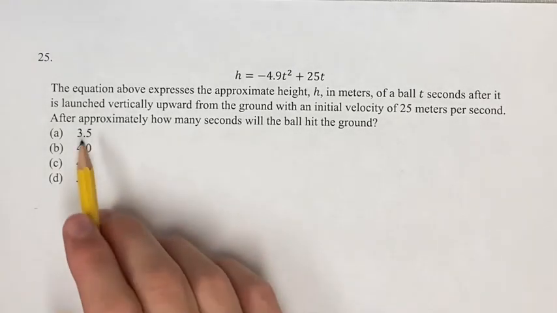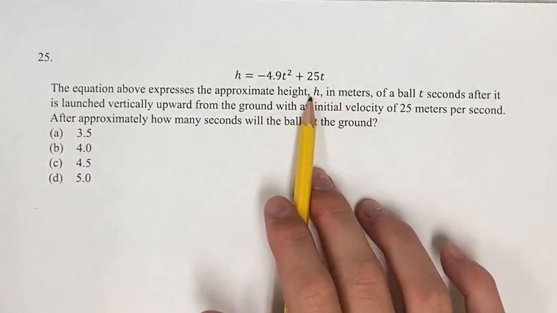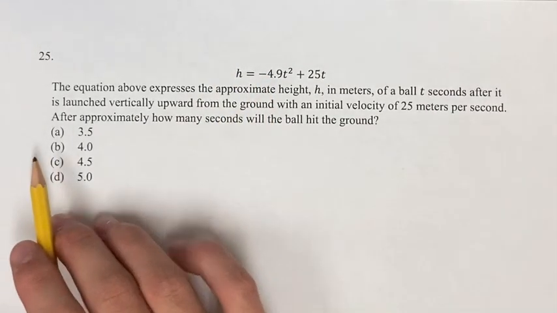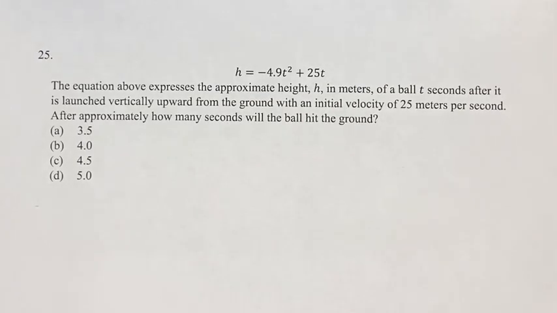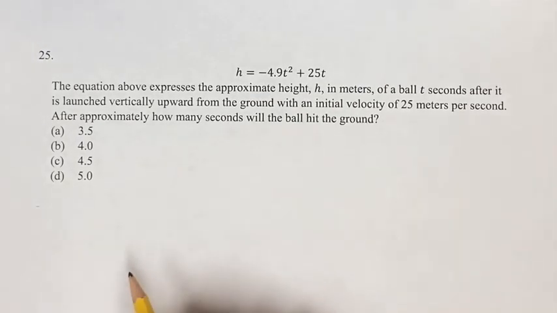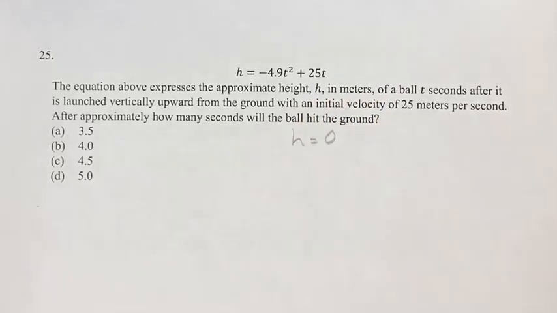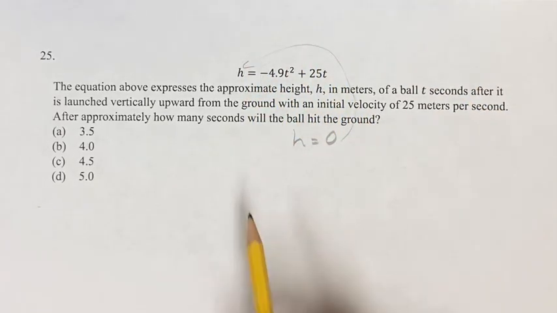In this problem, we're given the equation, which is expressing the approximate height h of a ball t seconds after it is launched. And we're asked, given this equation, approximately how many seconds will it take for the ball to hit the ground? So what does it mean for the ball to hit the ground? Well, that means the height h is going to be equal to 0, right? You're 0 meters off the ground, that means you're on the ground. So if we plug in 0 for h and then solve for t, that'll give us our solution.